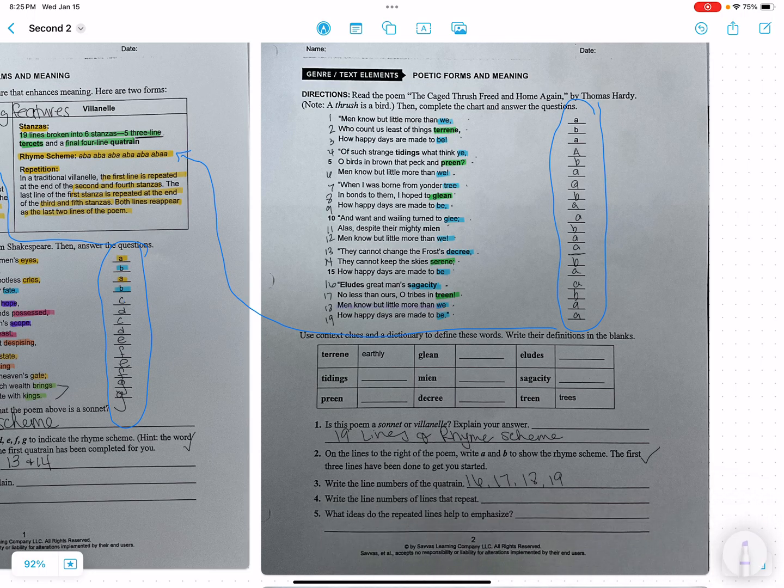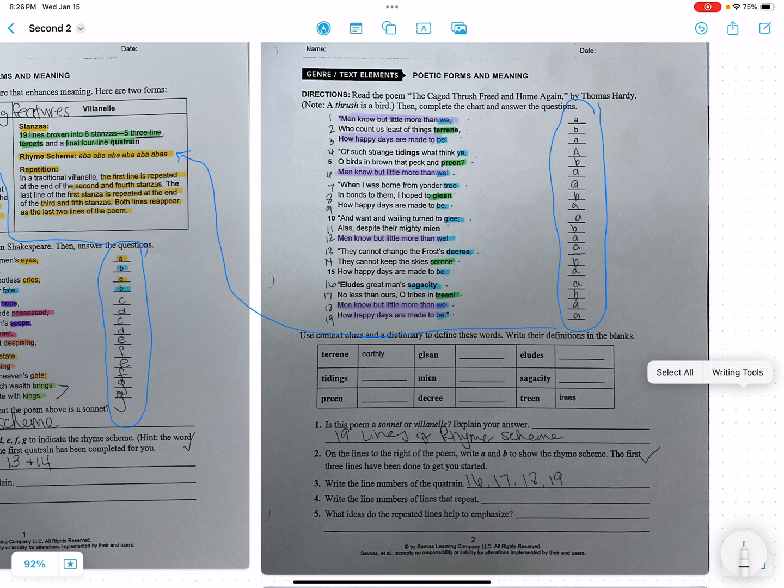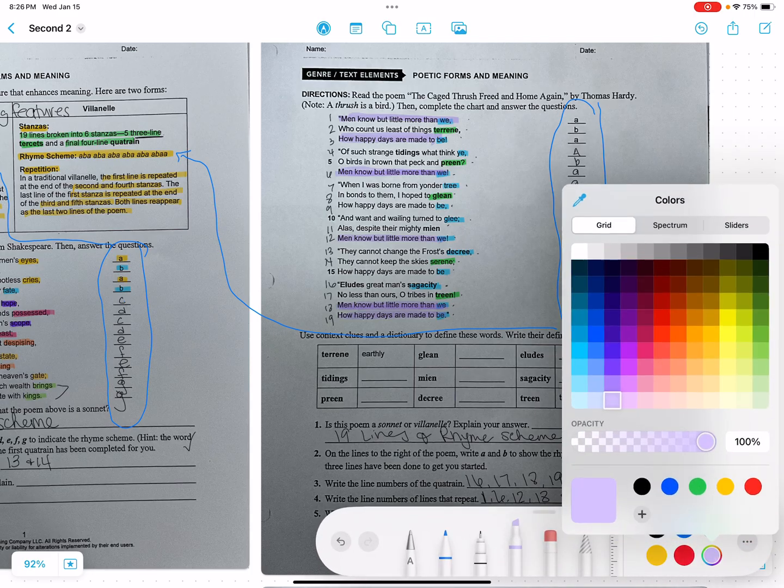So those are our 2 lines that repeat. They're up here as well. So line number 1 and line number 3 repeat all throughout. So men know little more than we in line 1. It appears again in line 6. It appears again in line 12. And it appears again in line 18. So I'm going to put those numbers down here. So 1, 6, 12, and 18. And let's pick a different color.